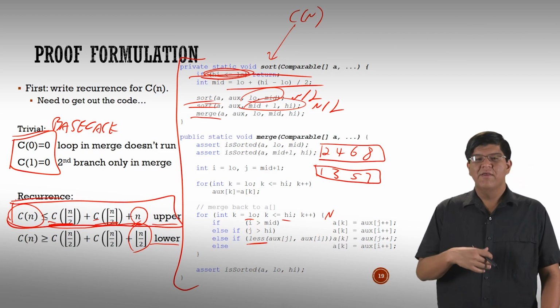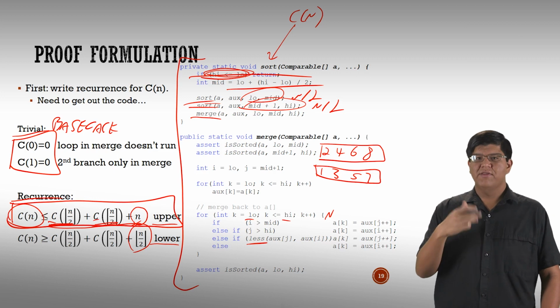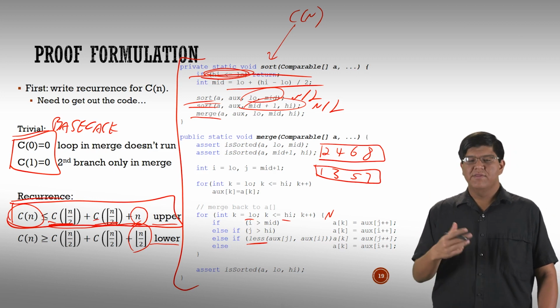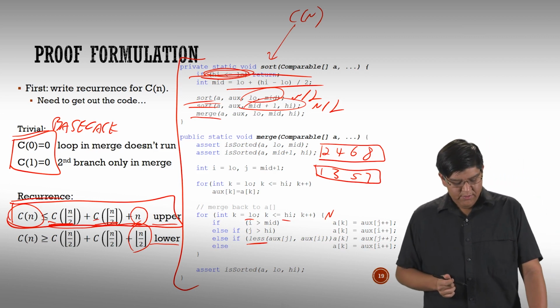Okay, so the number of comparisons is less than the number of comparisons to sort the left side, plus the number of comparisons to sort the right side, plus the cost to compare them when I have to compare every single element in the ones that I'm merging. All right, so what about the next one?